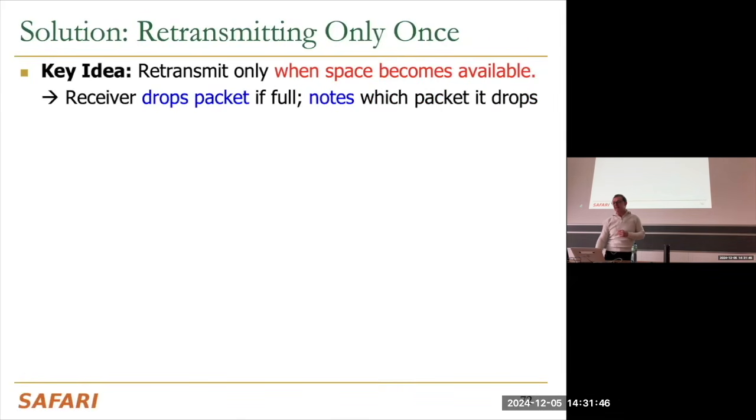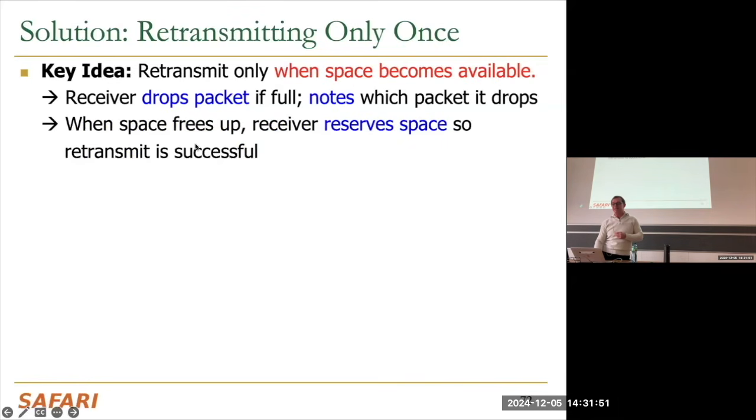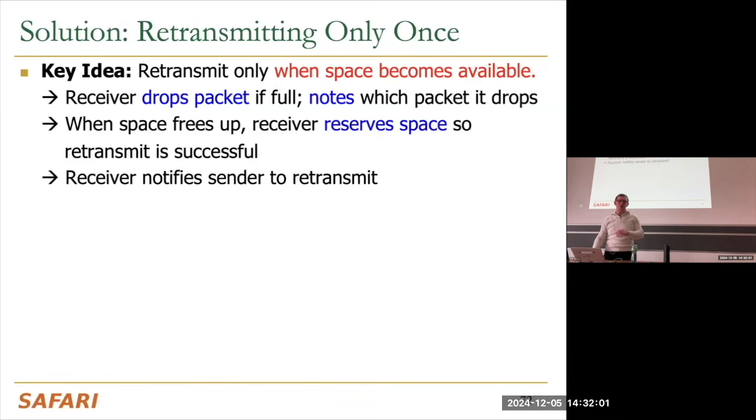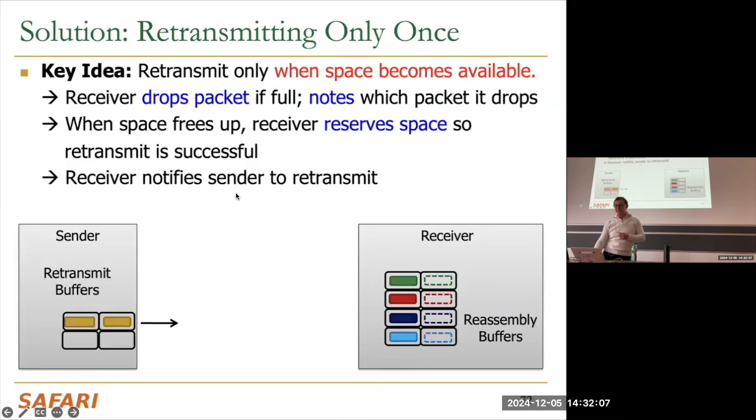So receiver drops the packet if the reassembly buffer is full and notes which packet it drops. And when space frees up, receiver reserves space, so the retransmit is successful. Now the receiver, of course, needs to do some bookkeeping in terms of what it has dropped. Right? That's the idea. Of course, you can actually add complexity and do more things. In this case, receiver notifies the sender to retransmit. Okay, let's take a look at this quickly, because hopefully you got the idea.